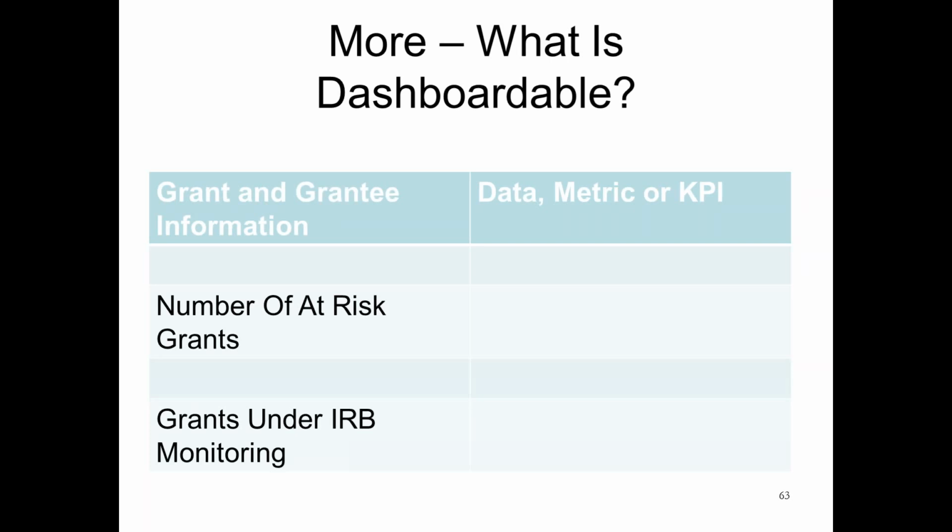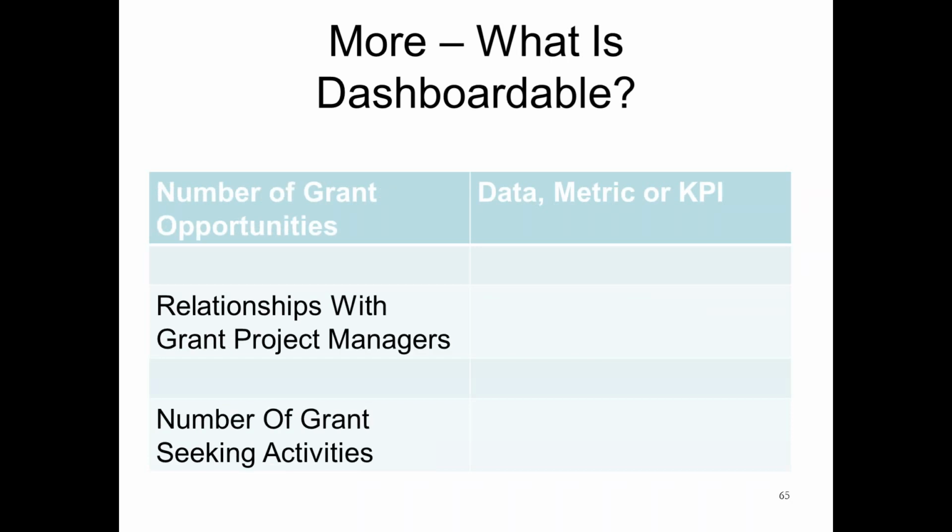What about grants information? Number of grants at risk. I bet you a development office might actually have some of these things. Grants under IRB monitoring. What would we consider these things to be? Yeah, I agree. Measures, metrics, that makes sense. Number of grants at risk, grants under IRB monitoring. See, in your mind, you're thinking, yeah, we could do this. We could measure, we could track things like this.